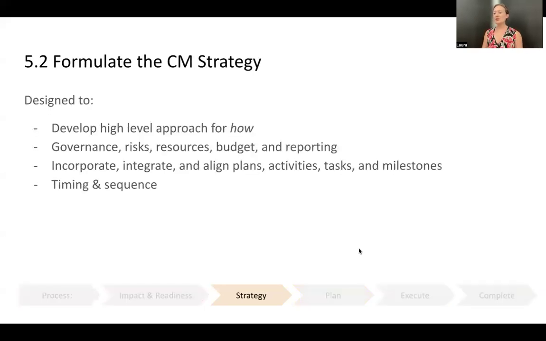The processes in this group are designed to develop the high-level approach for change management with sponsors, change leaders, content developers, program managers, customers, and others on the project. This approach includes governance, risks, resources, budget, and reporting. The change strategy will incorporate, integrate, and align change management plans, activities, tasks, and milestones into the other activities and operations of an organization and its stakeholders at the onset of a change. Stakeholder engagement is included in this process group.